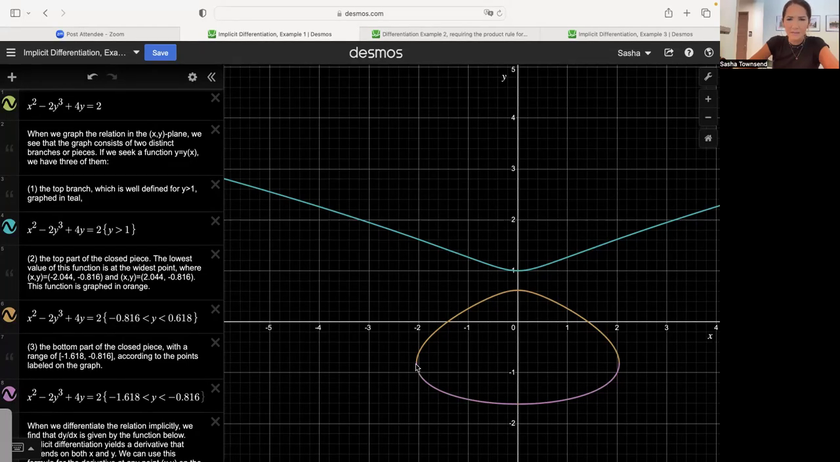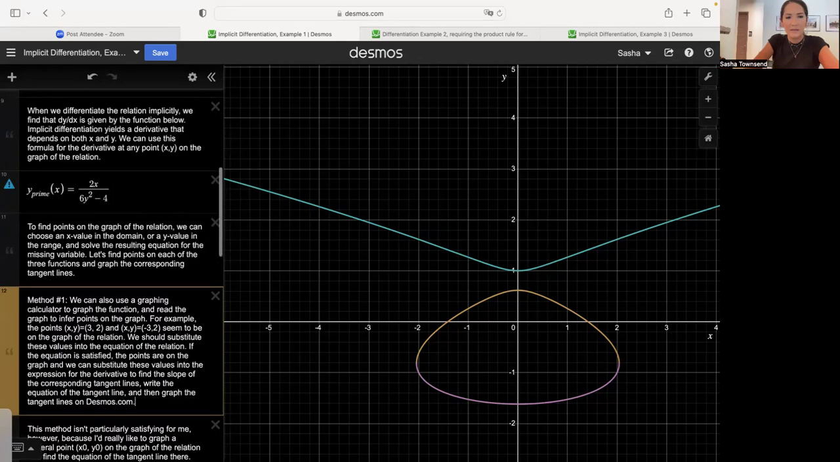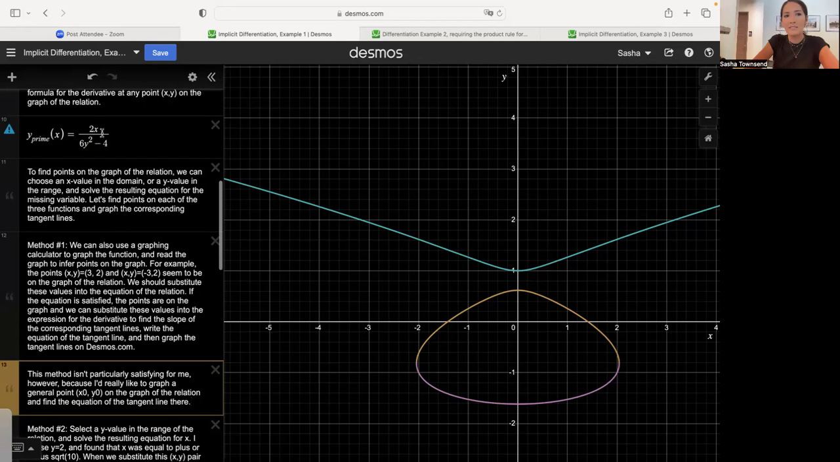But these values where the tangent line would be vertical would be more difficult to find. But we could actually find those using the derivative that we found, that derivative formula that we found using implicit differentiation. So I've got this formula, and I just typed this in. After doing the calculations by hand, we had y prime as 2x divided by 6y squared minus 4. Now, if I set that denominator equal to 0 and solve for y, then I will know which y values can give me a 0 in the denominator here.